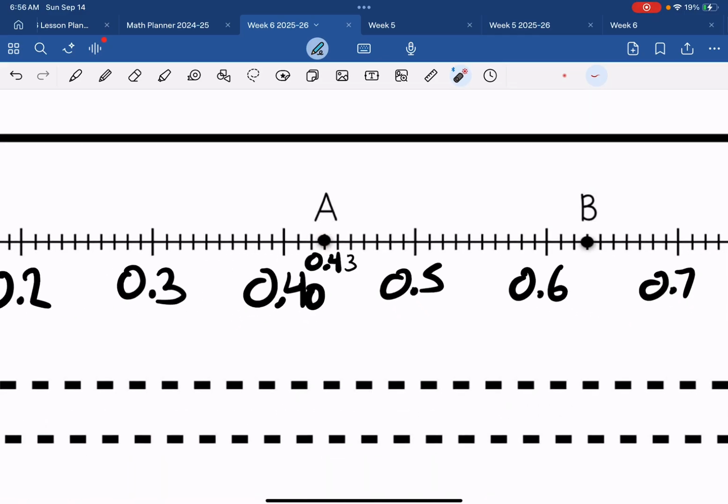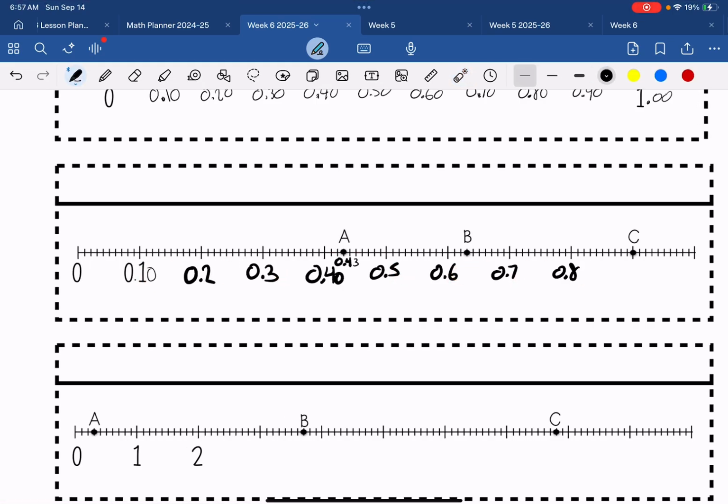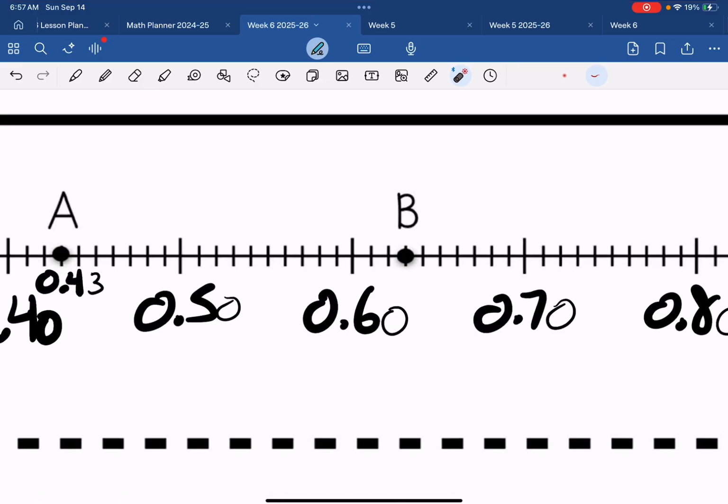Something that is going to help you a lot to do these type of problems is to just go ahead and put a 0 in all of your tenths. So we're putting a 0 after the 1 tenth, so now it looks like 10 hundredths, 20 hundredths, 30 hundredths. We already did 40 hundredths, 50 hundredths, 60 hundredths, 70 hundredths, 80 hundredths, and don't forget the one that goes here. Okay, so now let's go to point B.